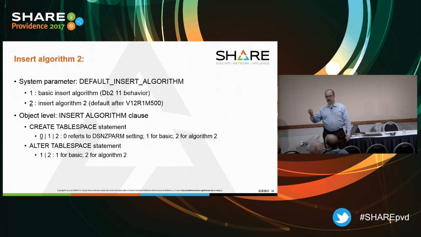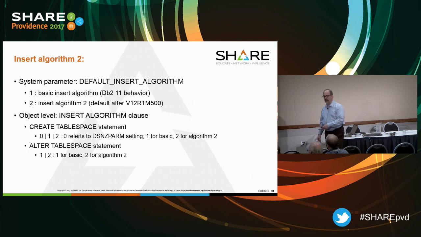When you migrate to version 12 and you're comfortable that you won't ever go back to version 11 and you're ready to take advantage of some of the new features and functions, and you activate function level V12R1 M500 or later, algorithm 2 is the default. We give you a new ZParm, default insert algorithm, and the default is number 2, which is insert algorithm 2. So after you go to V12R1 M500 or later, that will be the default.